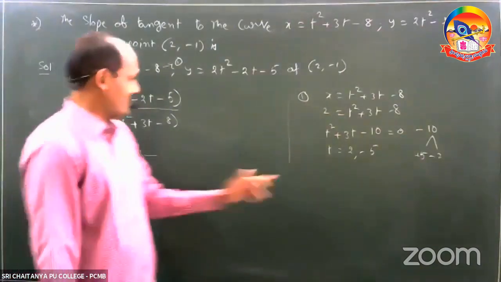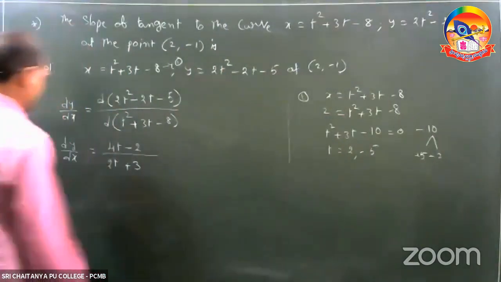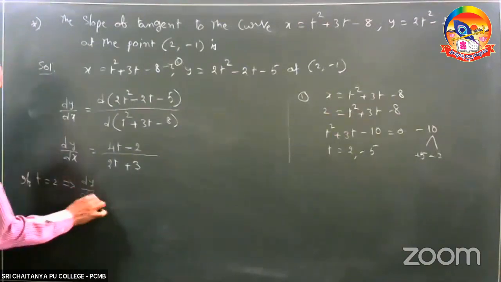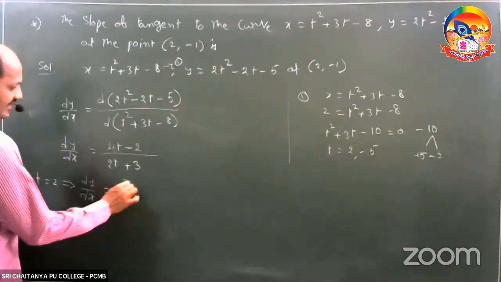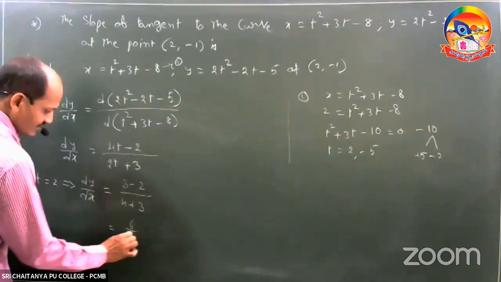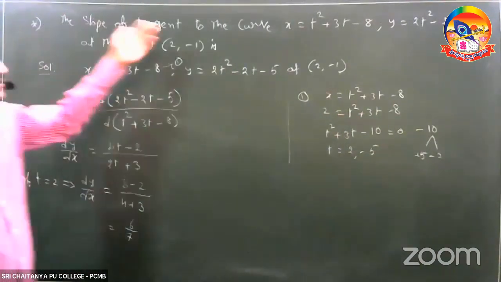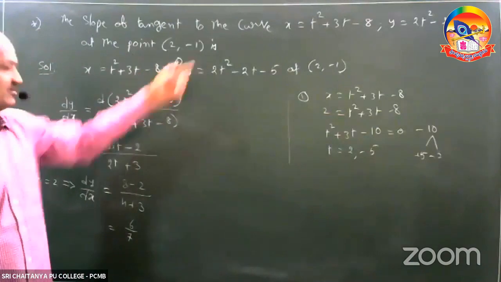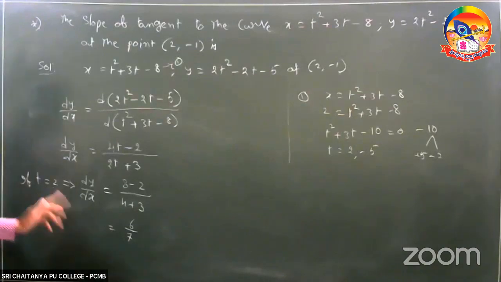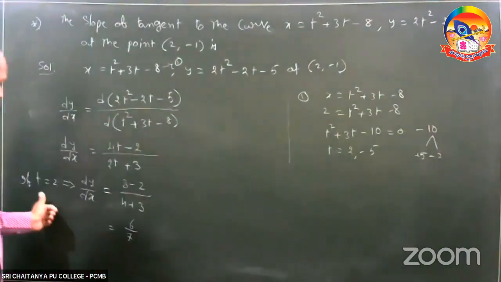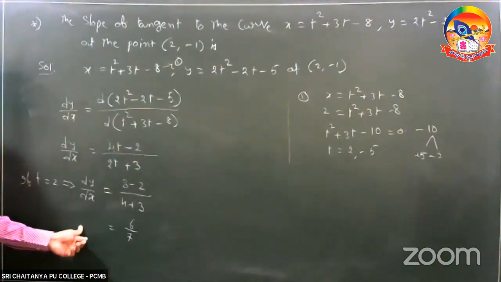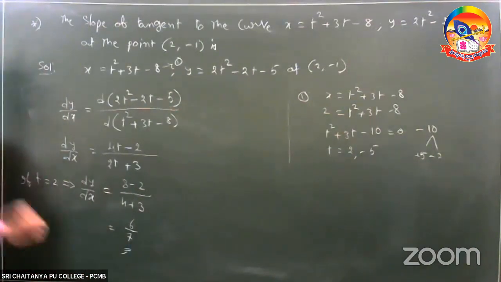So at t is equal to 2 or minus 5. If t is equal to 2, the slope of tangent to the curve dy by dx is equal to 8 minus 2 divided by 4 plus 3. So we get 6 divided by 7. So the slope of tangent to the curve at the point (2, minus 1) is 6 by 7. We get another value also. If t is equal to minus 5, we get another slope of tangent. Okay, depends on options.